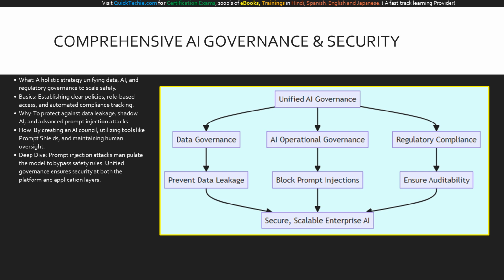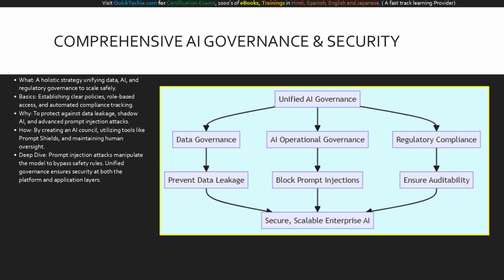How do you build this defense? You must establish a cross-functional AI council to oversee strategy and deploy technological safeguards like prompt shields to block adversarial inputs dynamically. Deep diving into the architecture, effective governance means utilizing a defense-in-depth approach. You must secure both the platform layer with robust data encryption and the application layer with rigorous content filters and human oversight. Only then can you innovate with absolute confidence.